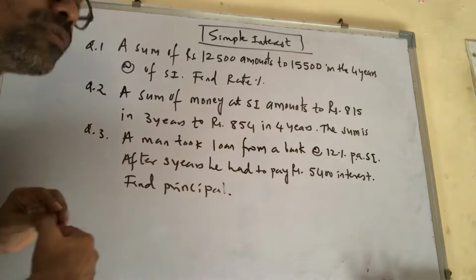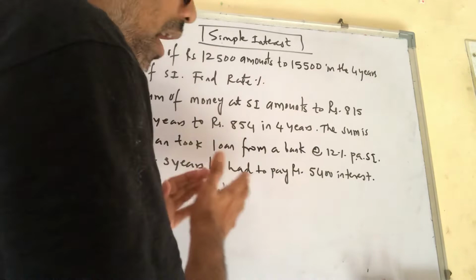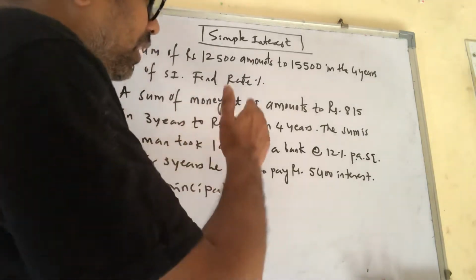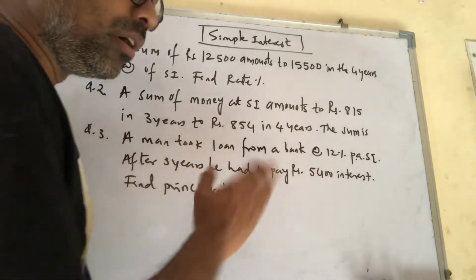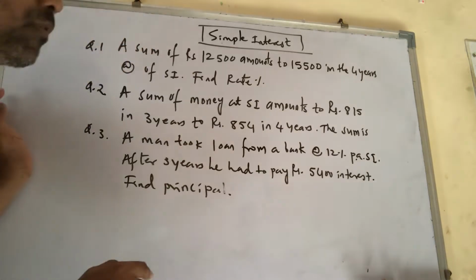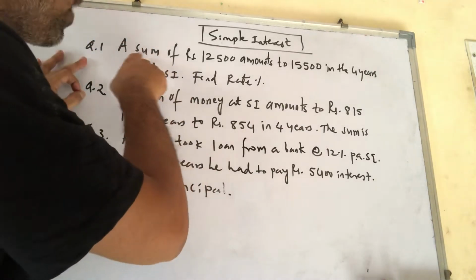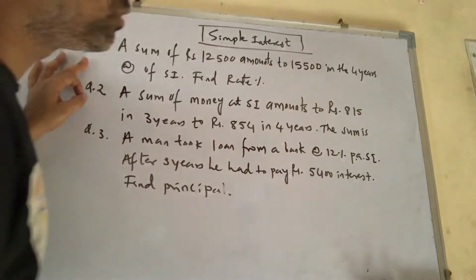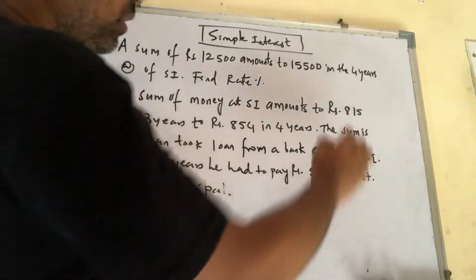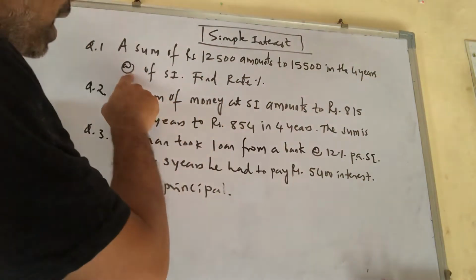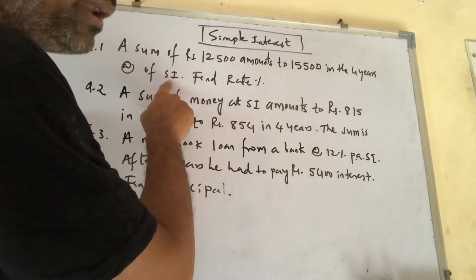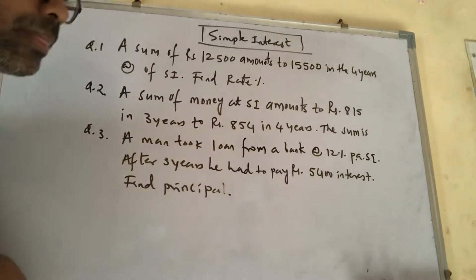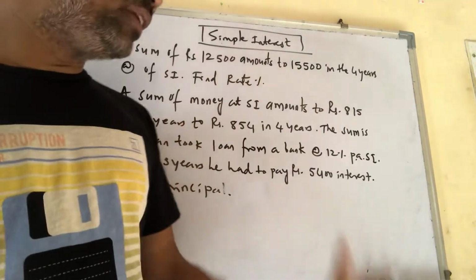आपण सिम्पल इंटरेस्टच पुढे आता कंटिन्यू करतोय, and then after these 3 questions we'll start with compound interest and a few problems of compound interest. So the question number 1 says: a sum of rupees 12,500 amounts to rupees 15,500 in 4 years at the rate of simple interest. Find the rate percent. Please try to find this.